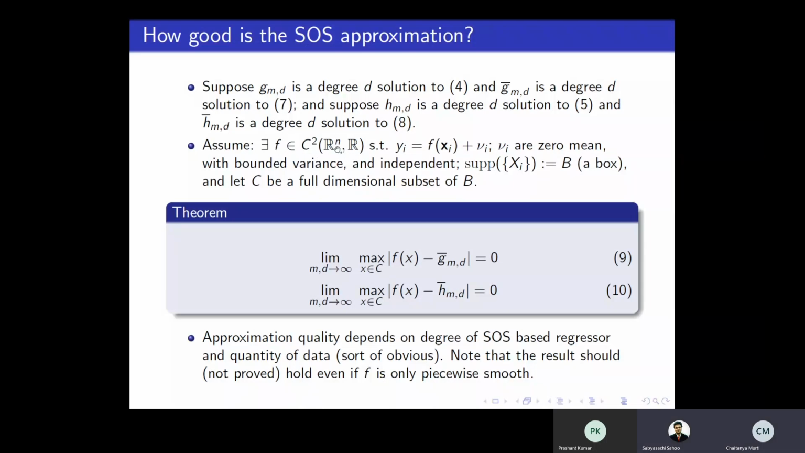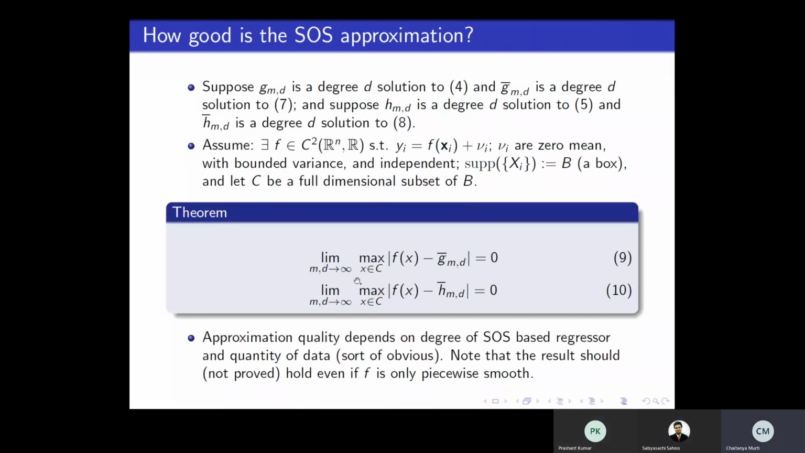We have a function f that's twice differentiable, and the output yi is equal to f of xi plus mu i, which is a zero mean bounded variance random variable. They're independent but not necessarily IID, because the variances are allowed to vary. And we see that the support of the data points, the bold xi's, is some box. Now we pick a full dimensional subset of B, like, let's say, the convex hull of all the xi's.